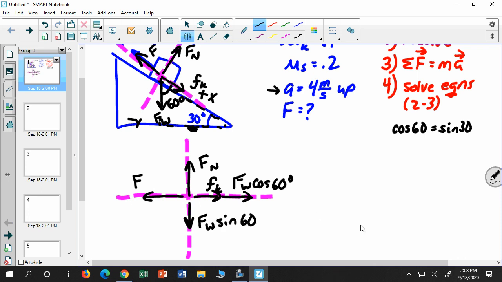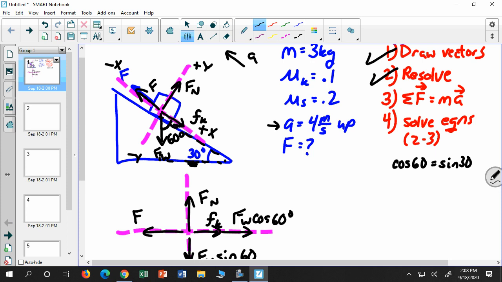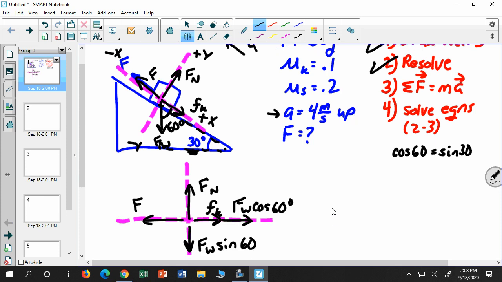I've done step number 2. I resolve my vectors. And now I'm going to apply Newton's second law. This is where I write my equations for the x and the y-axes. So Newton's second law applies both to the x-axis and to the y-axis. It's kind of like with projectile motion. When I treated the x and y motions separately, you can do the same here. I'm going to write the sum of the forces in the y direction.